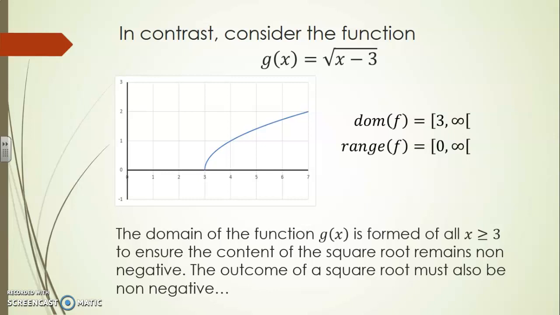So the domain of g goes from 3 inclusively to infinity, and as for the y outcomes, the range, we're looking at 0 inclusively to plus infinity.